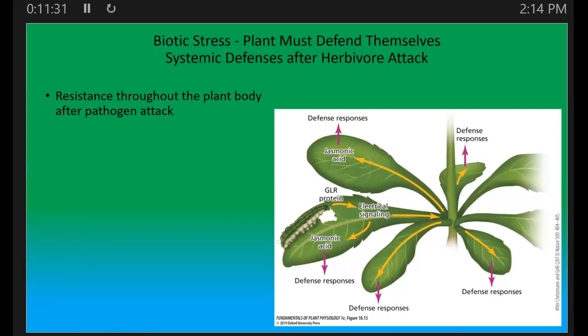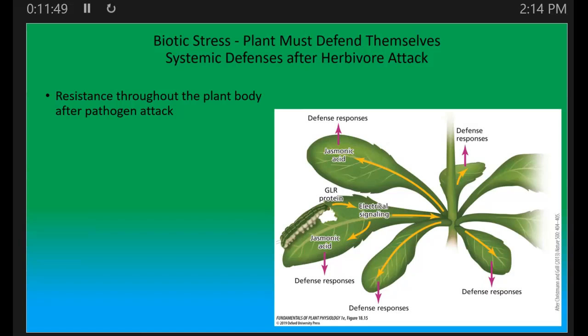Secondary metabolites are also being produced in response to biotic stress. I just wanted to give you a couple of basic ideas on how plants are defending themselves, and just to preface this by saying it's complicated. There's a lot more to it than what I have time to cover.